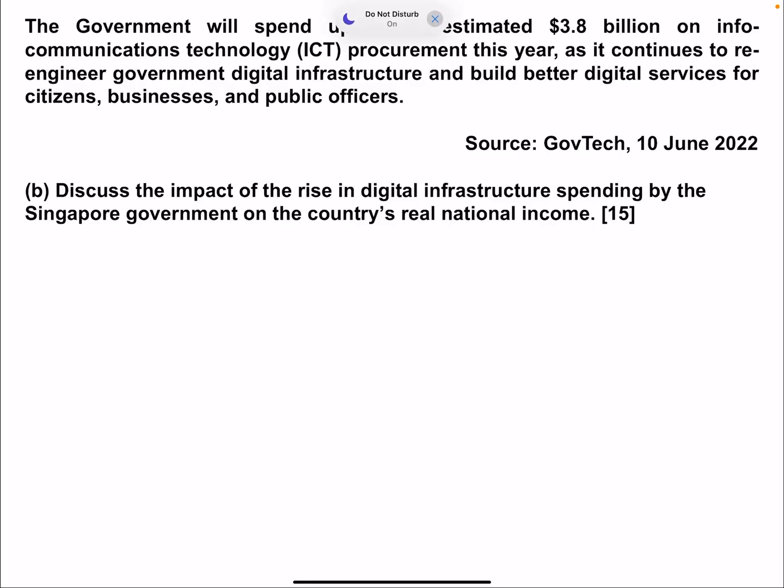Okay, so for this recording, I'm going through essay question number 2, right? So it's the 15-mark essay question. This essay question starts off with a preamble saying that the government will spend $3.8 billion on ICT procurement this year, stuff about info communications, as it continues to re-engineer government digital infrastructure and so forth.